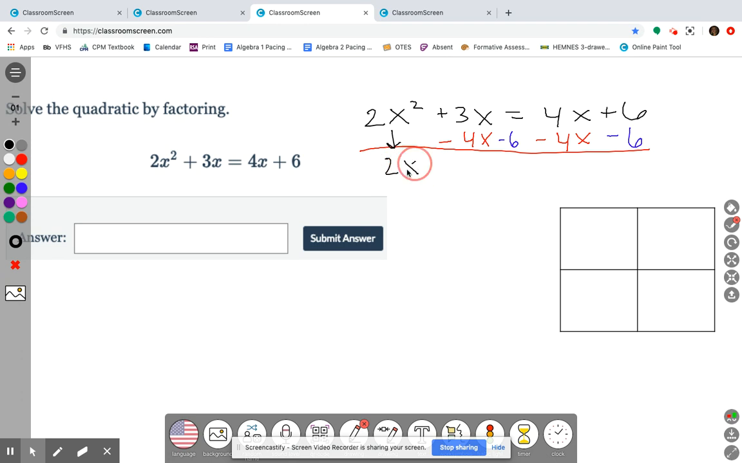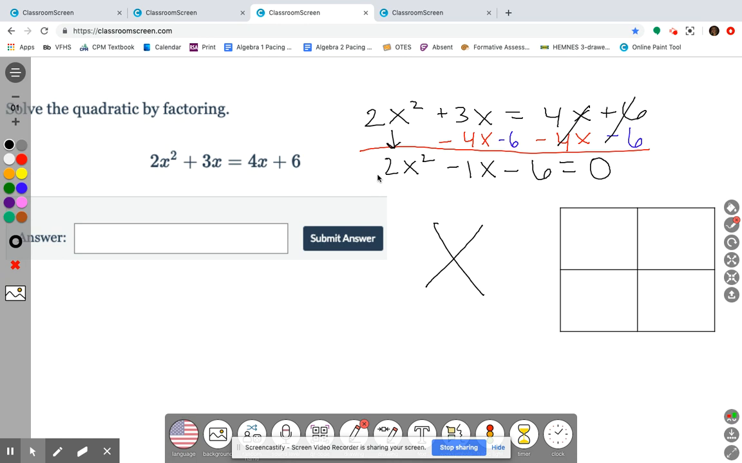I'm left with 2x squared. 3x minus 4x is a negative 1x. I need to make sure that I don't forget about this negative 6 on the very end. Cross out my 0 pairs. Again, since you have turned your trinomial into standard form, and a is greater than 1, since a is 2, you automatically know that you're going to create a generic rectangle and a diamond for it.